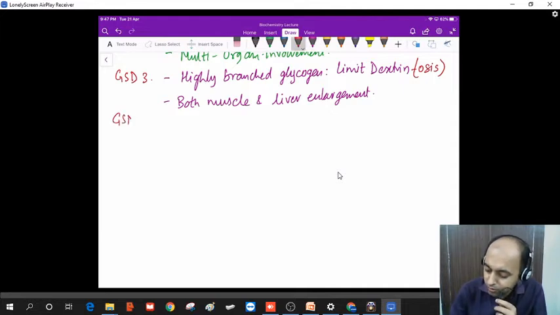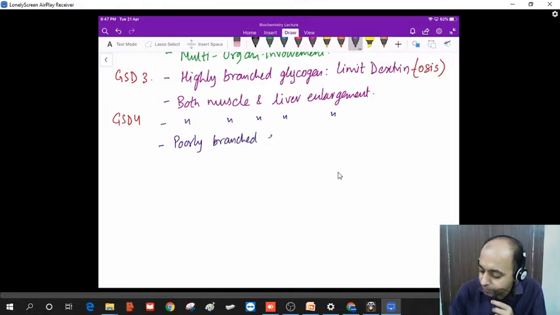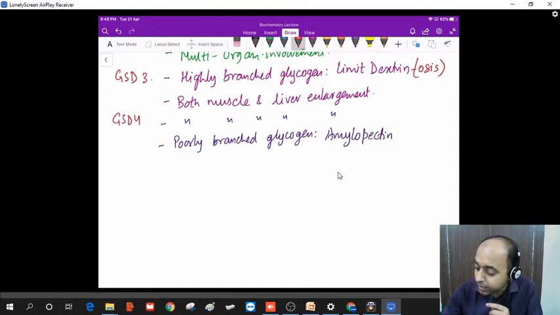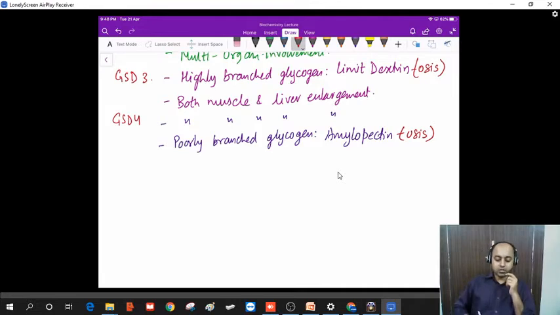In GSD4 also, we will have muscle and liver enlargement. Both muscle and liver are enlarged, but here we find poorly branched glycogen. This poorly branched glycogen looks like the amylopectin of starch. We had said that amylopectin of starch is also branched, but it is poorly branched. So it resembles amylopectin, and therefore the condition is known as amylopectinosis.